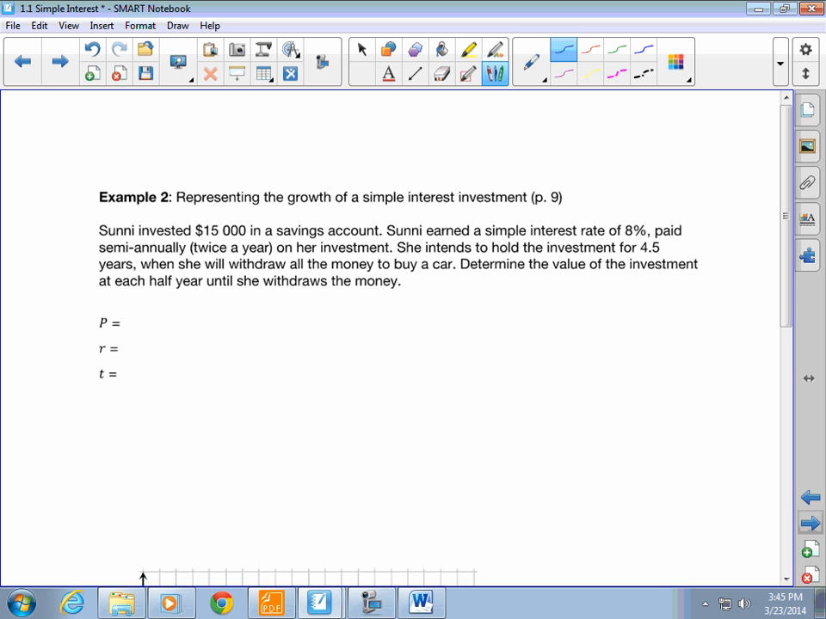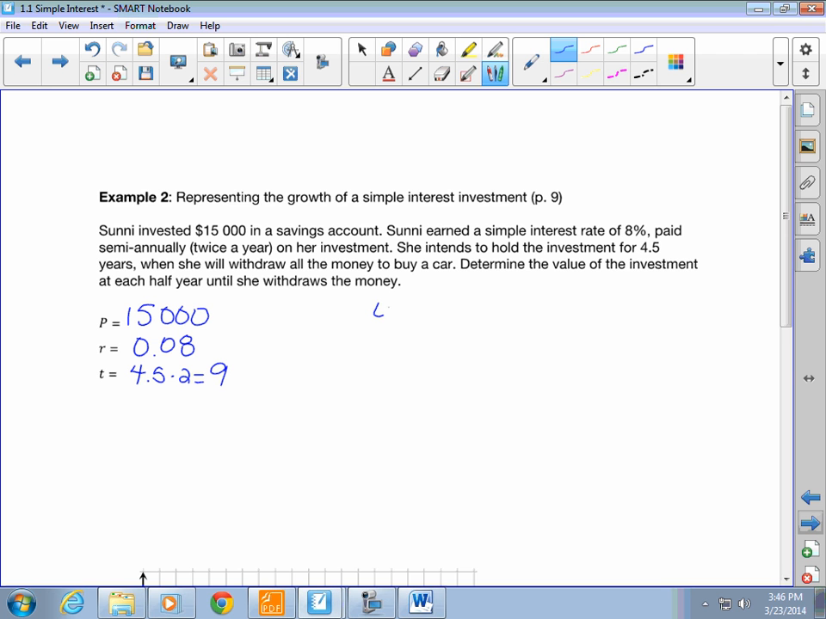Our principal amount that she's investing is $15,000. Her rate of interest was 8%, so 0.08. The time that she has, so remember your time is the number of interest periods that you have. So in this case, because it's semi-annually, so it's being paid out twice a year for 4.5 years. So this is 4.5 times 2, so that is equal to 9.